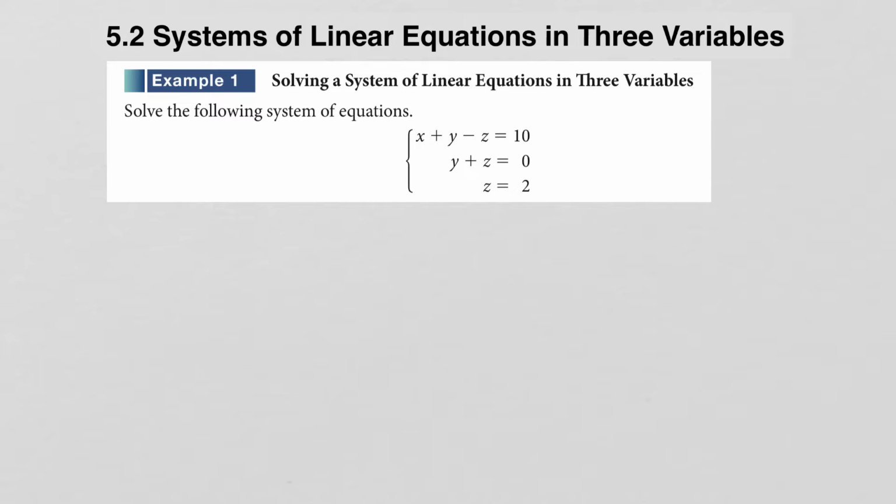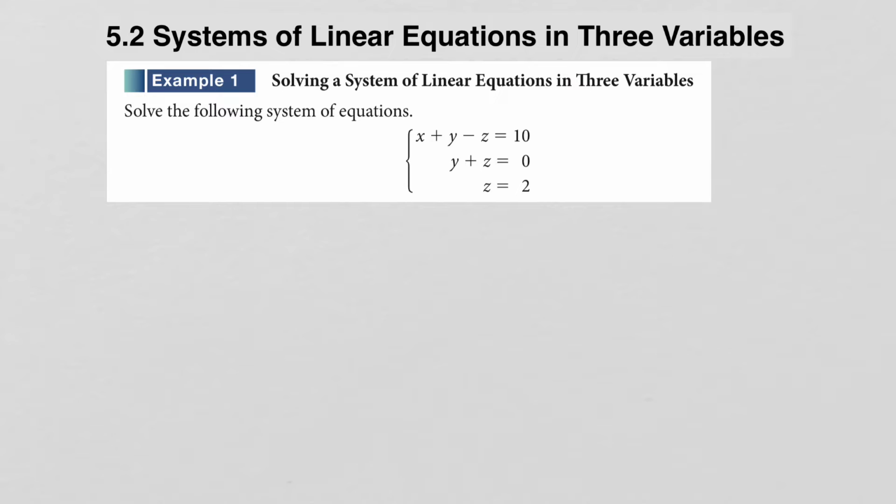In section 5.2, we look at systems of linear equations in three variables. Basically, the situation here is the same as in the previous section, except now we have three variables. So you see in this example here, we have x, y, and z. And we also have three equations, usually.